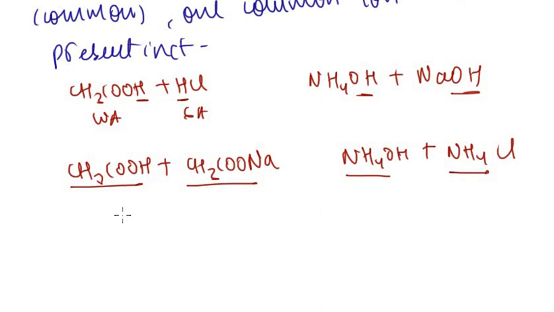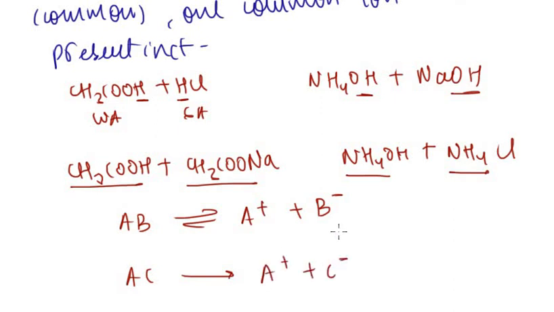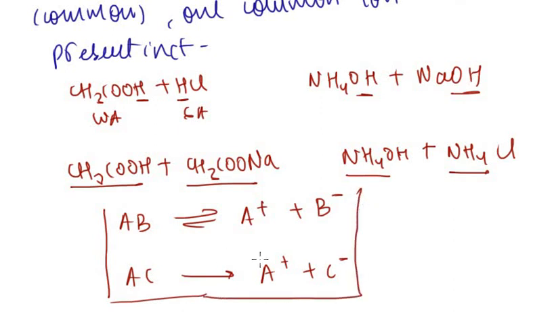So, let's say we have some weak electrolyte present. Let's say AB, which will dissociate into A plus and B minus. And we have another strong electrolyte AC, which will dissociate into A plus and C minus. So when they both are present in the same container, what will happen? The container doesn't know from where the A plus is coming, is it coming from AC or from AB? It will count all the A plus present in the solution.